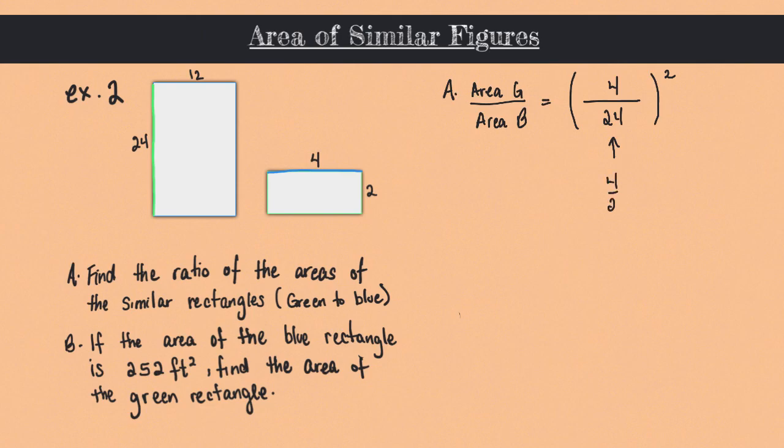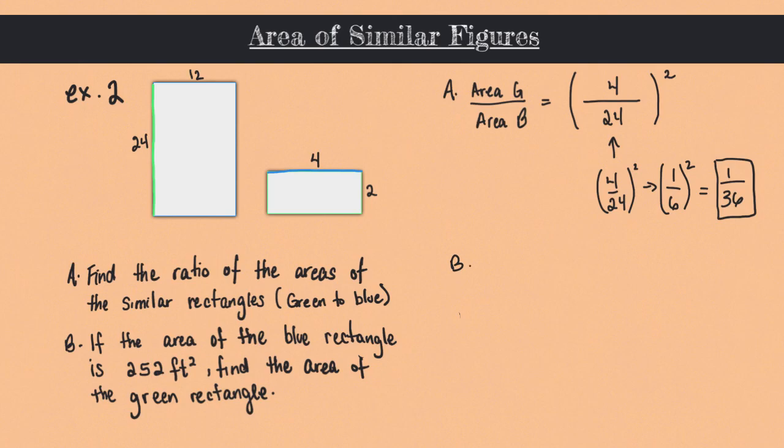4 over 24 can be reduced to 1 over 6. Now we can square. 1 over 6 squared is going to be equal to 1 over 36. This is the ratio of our area, 1 over 36, of our similar figures. Now part B. The area of the blue rectangle is 252 square feet. Find the area of the green rectangle.